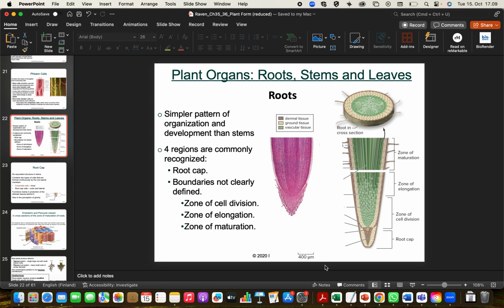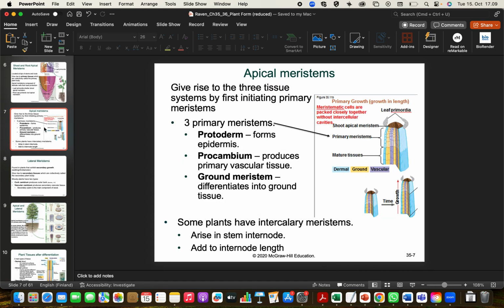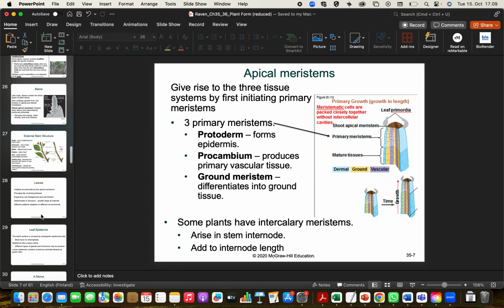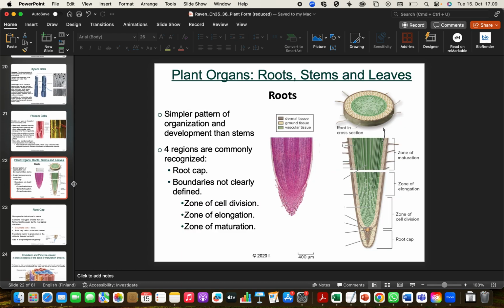Specifically, there are three types of meristems that I will go over just a bit because they are so important: the protoderm, the procambium, and the ground meristem. The protoderm gives off the epidermis, the procambium gives the vascular tissue, which is the xylem and the phloem, and the ground meristem differentiates into the ground tissue. So we really went into a lot of detail in part 1.